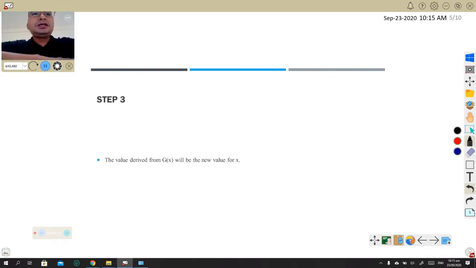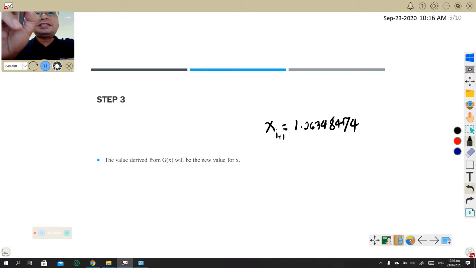Step 3: the value of your derived g of x will now be your next value of x. So the next value of x, x sub i plus 1, will be the value you derived, 1.2634847. That will be the next value of x, or the x i plus 1.